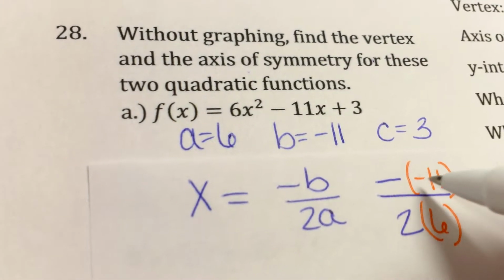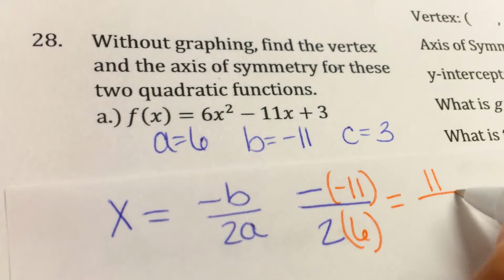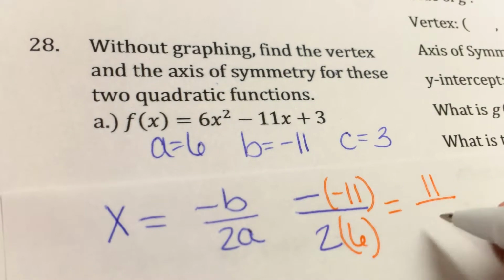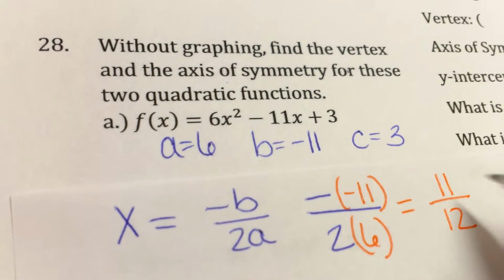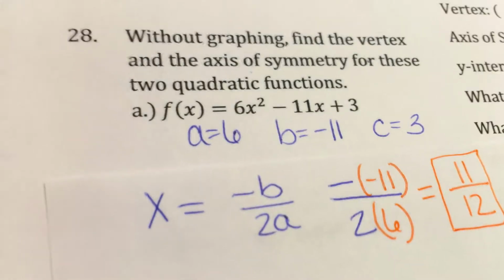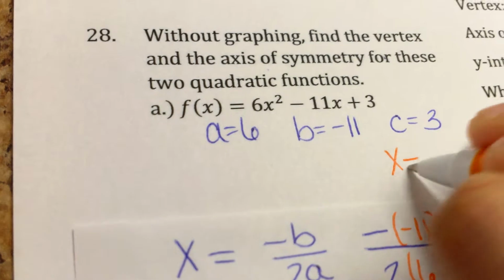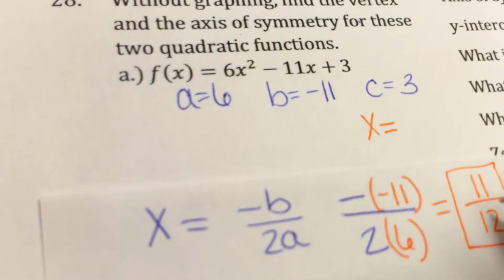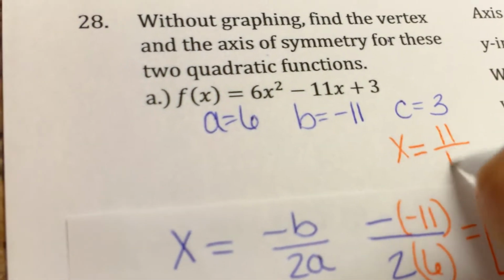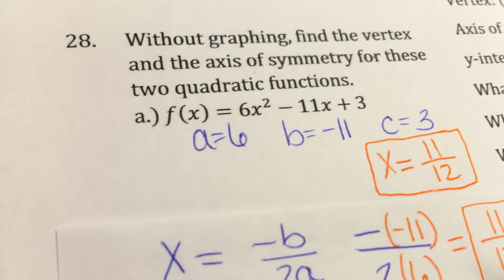This ends up being a negative times a negative is a positive, so it's positive 11. And 2 times 6 is 12. So I just found my x, but also my axis of symmetry. So if I wanted to, I could already put my answer for my axis of symmetry. My axis of symmetry is x equals 11 over 12. And it's alright if it's fractions, don't get scared.